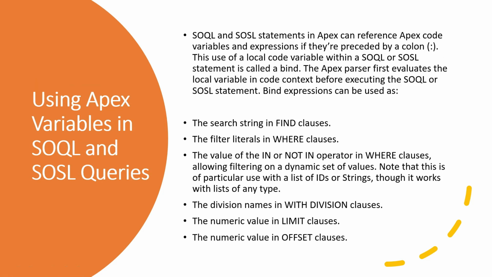And using Apex variables in SOQL and SOSL queries. SOQL and SOSL statements in Apex can reference Apex code variables and expressions if they are preceded by a colon. This use of a local code variable within the SOQL and SOSL statement is called a bind. So the Apex parser first evaluates the local variable in the code context before executing the SOQL and/or SOSL statement. Bind expressions can be used as the search string in FIND clauses, the filter literals in WHERE clauses, the value of the IN or NOT IN operator in WHERE clauses, allowing filtering on a dynamic set of values.